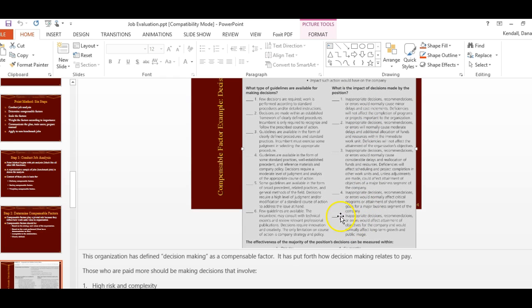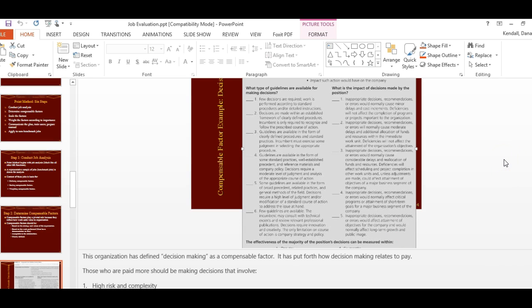However, down at number 5, inappropriate decisions or recommendations could affect attainment of objectives for the company and would normally affect long-term growth and even public image. So basically, if you mess up, you are going to really cause some harm to the org, and therefore you should be paid more for making better decisions in that case, because there's more at stake.